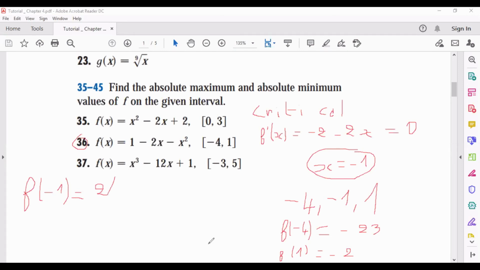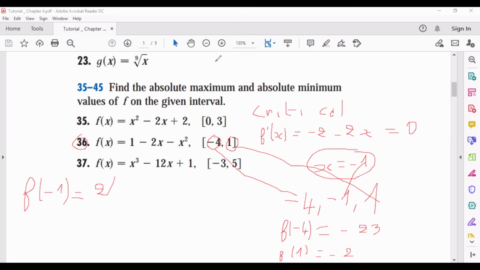Here, first of all, the critical number is 1, only 1. After that we add the end points. The end points, we have 2 here: minus 1 and 1. The end points mean the start of the interval and the end of the interval. When the interval starts and when the interval ends. Here, this is the start and this is the end, and this is the critical number. Then we have 3 points: minus 4, minus 1, and 1.